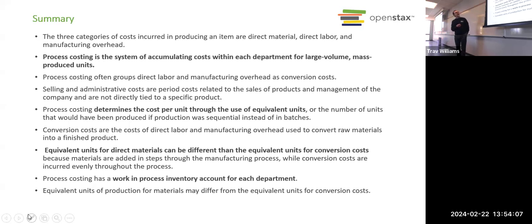So what have we learned? We learned that process costing we use for mass production, right? Because it just makes sense. You wouldn't use job order costing if you're doing the same thing over and over and over. Instead, you keep track of the costs for each process, meaning each department.